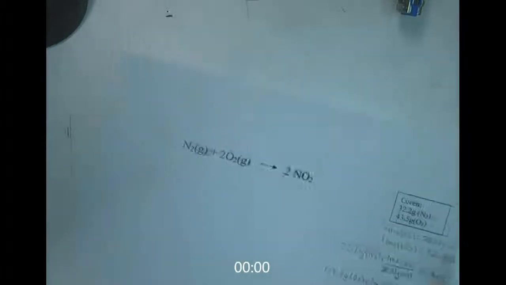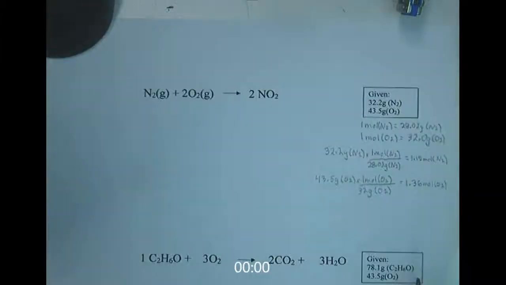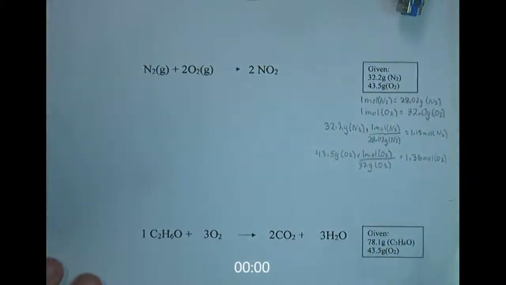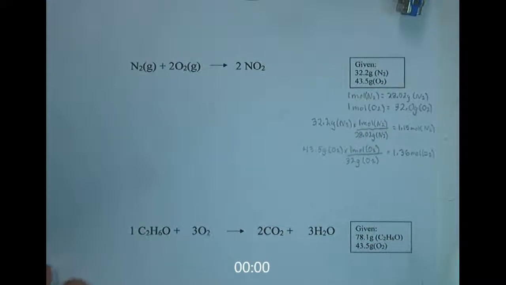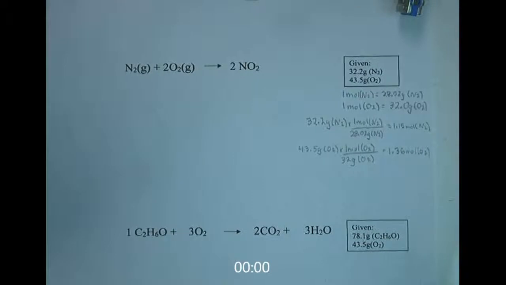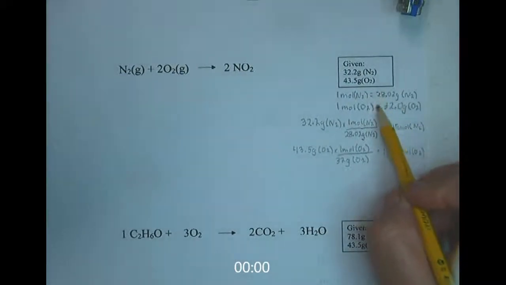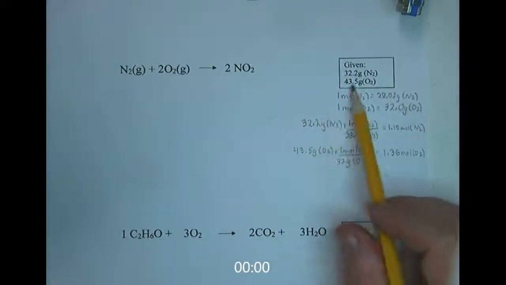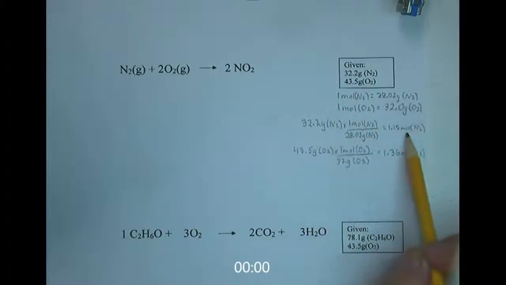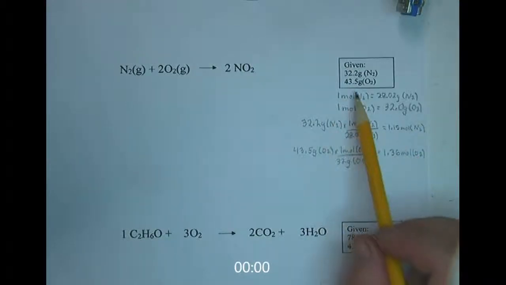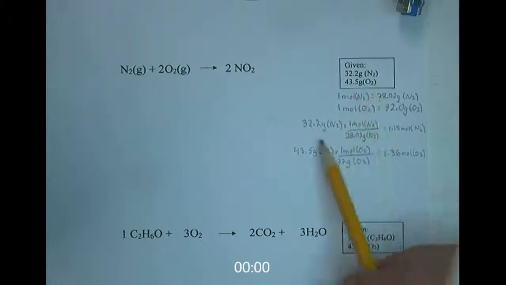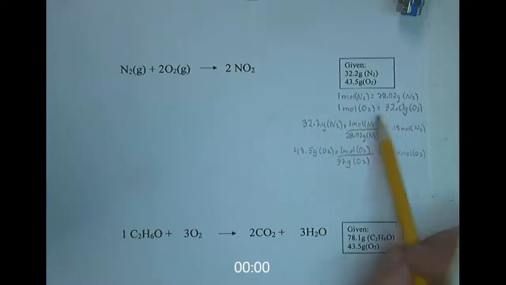All right, let's finish up with a couple more here. This is a simpler reaction than some of the ones we've been dealing with. We have nitrogen and oxygen here, and they're going to produce nitrogen dioxide. So I did the molar mass conversions here. Converting the 32.2 grams into moles of nitrogen, you get 1.15. And converting the 43.5 grams of oxygen here, using the molar mass ratio, you get 1.36 moles of O2.